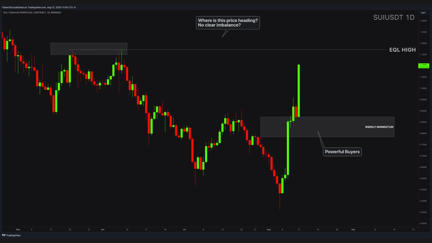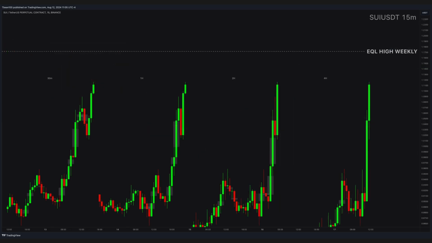From the daily, there were not many things to discuss. Price swept the liquidity and changed the structure. As you can see, buyers keep pushing this coin up. I only had one question in my mind: how can I long this coin? Since I got my bias, I had to check my momentum layout.